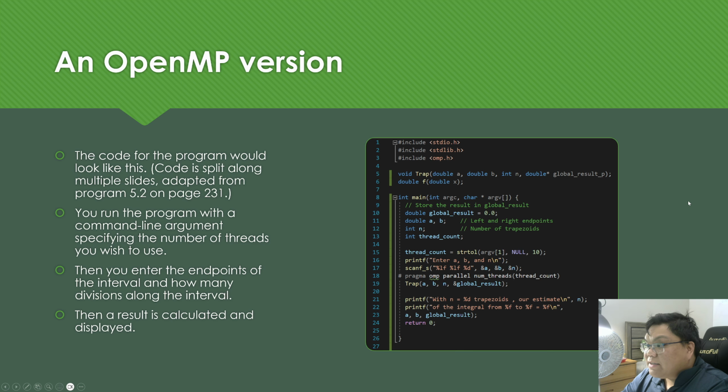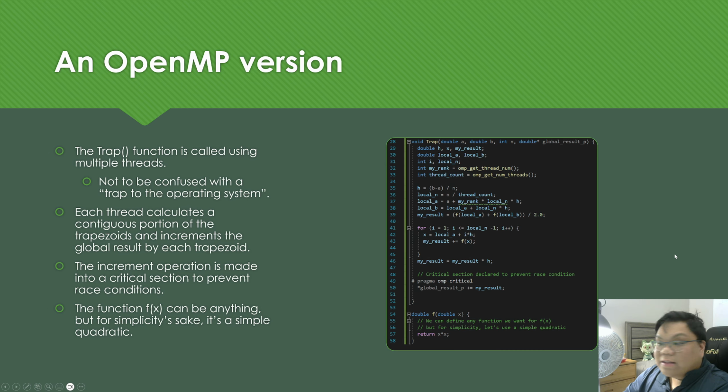Oh, by the way, this isn't the whole program. That's just the first half of it. The second half is this trap function and also our function f. We did not define what f is, but for the sake of simplicity, we're just going to define it to be f of x equals x squared. So it's a simple quadratic.